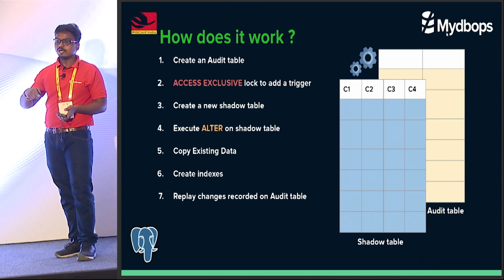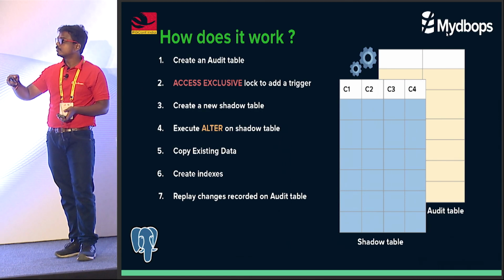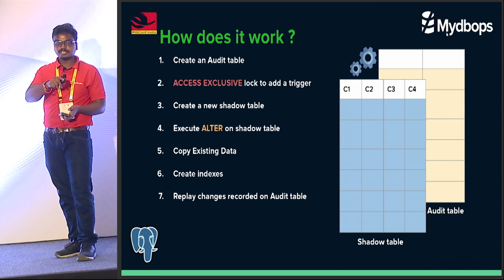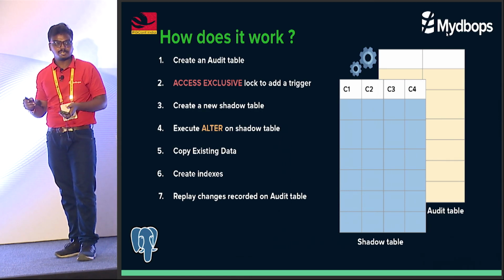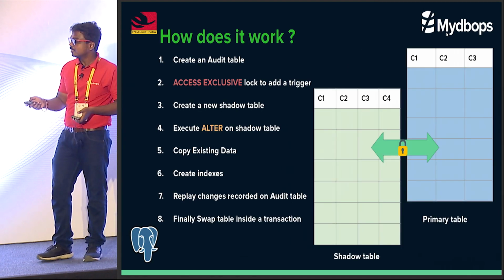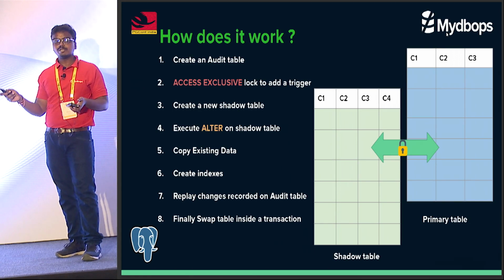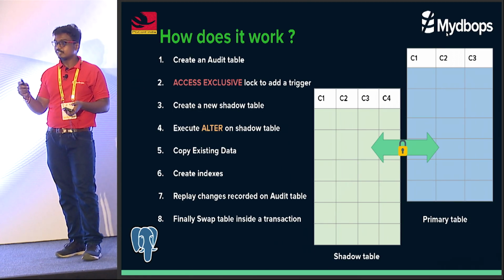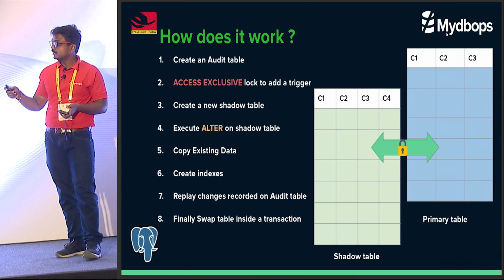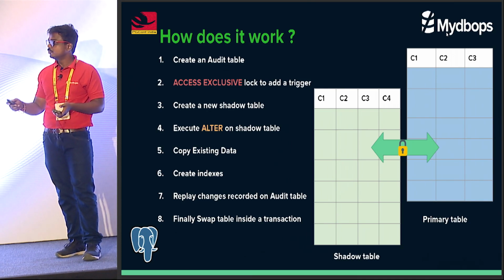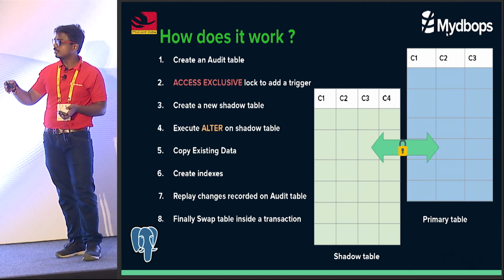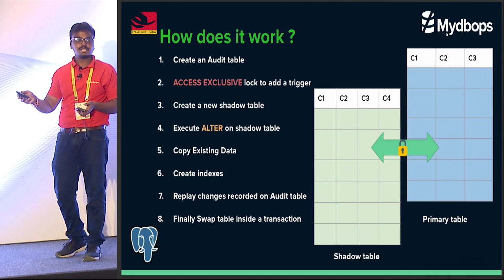It will apply all the insert, update, and delete changes to your shadow table, so that both your production table and your shadow table will be in sync as per your data. And then at last, it will swap both the tables, the shadow table and your production table, inside an atomic transaction, so that in case it fails, you won't lose any data. If it fails, it will roll back to the older production table. If it succeeds, you will have your new shadow table as your production table, as altered.